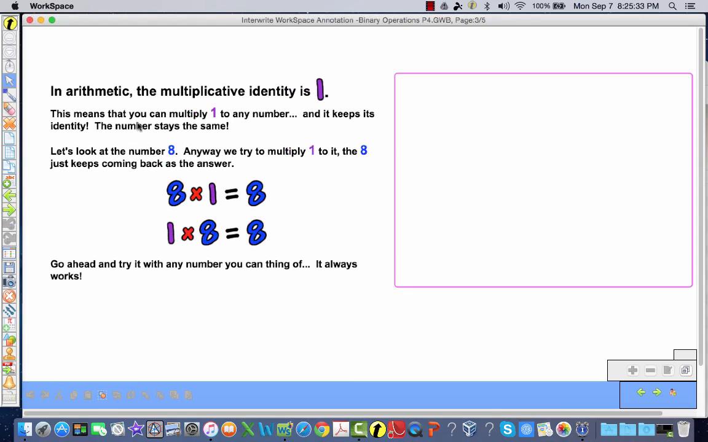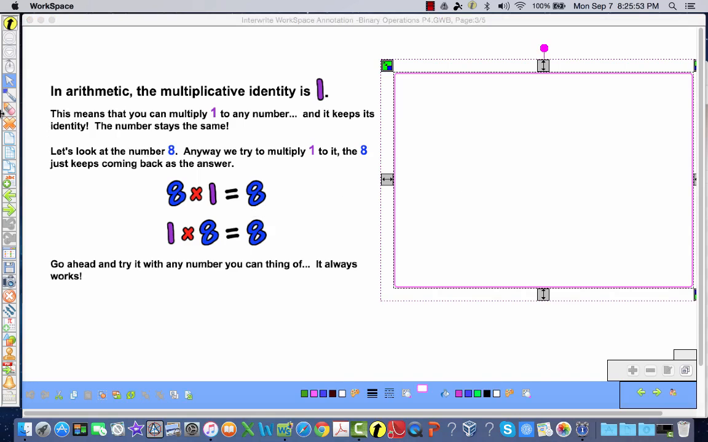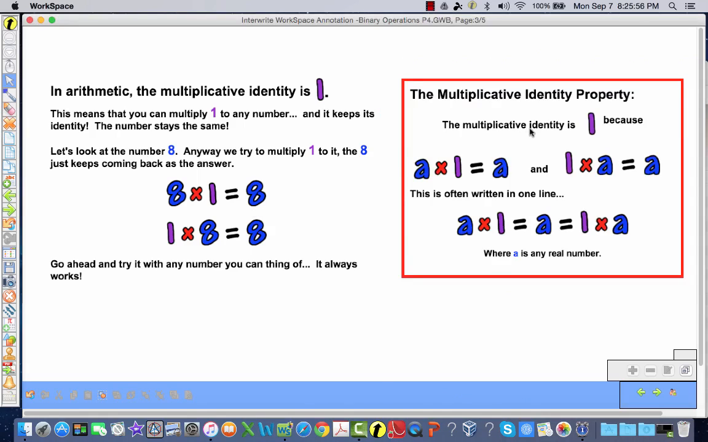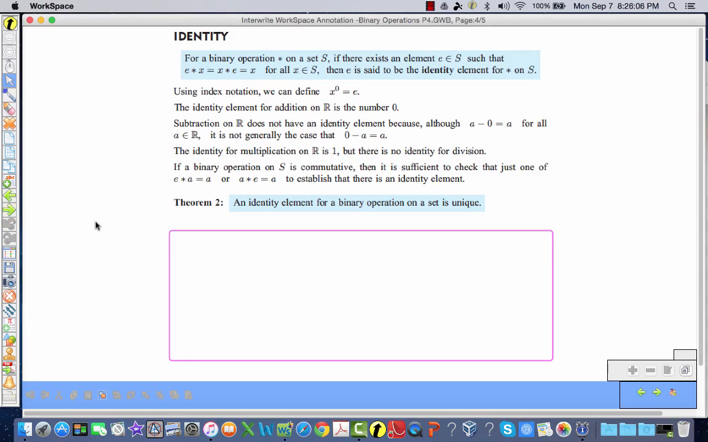We have the same thing in arithmetic for multiplication. The multiplicative identity is 1. Before, the additive identity was 0, and the multiplicative identity is 1, because if we multiply anything by 1, we get that same number. The number retains, it keeps its identity. So we have the multiplicative identity property. Multiply any real number by 1, and that number will retain its identity. Pretty cool, huh? Well, what about in other operations besides addition and multiplication?